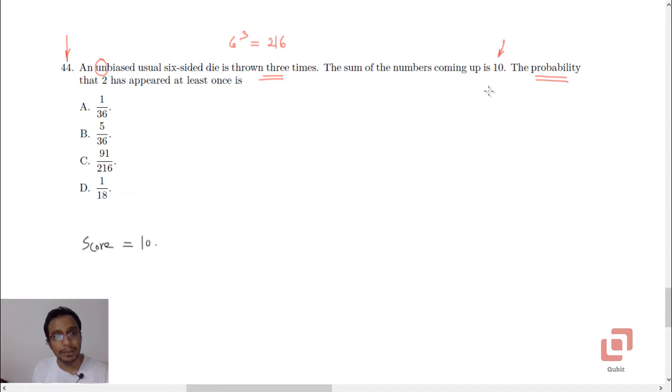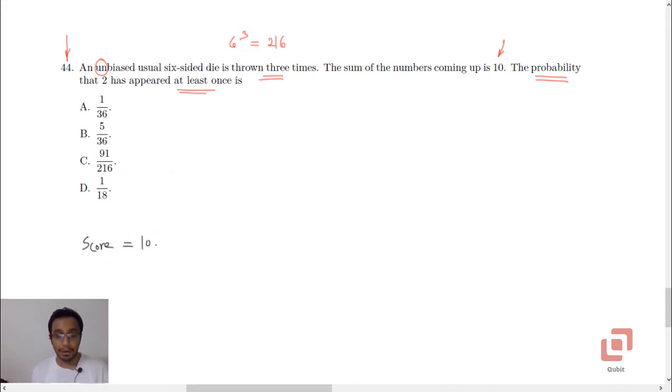The probability that 2 has appeared at least once is: 1 upon 36, 5 upon 36, 91 upon 216, and 1 upon 18, and as expected all these denominators are divisible by 6.